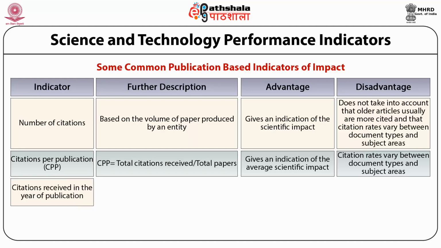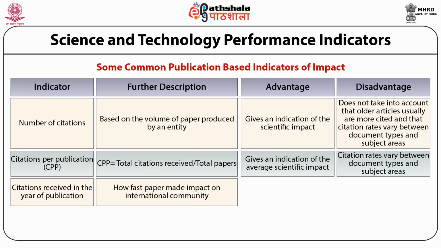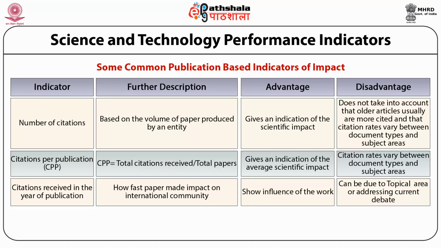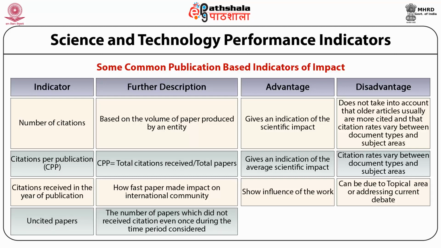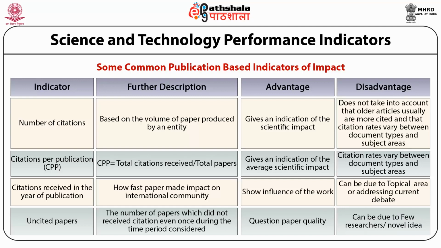Citations received in the year of publication show how fast papers made an impact on the international community and show the influence of the work, but the disadvantage of using this indicator is that, due to topical area or addressing a current debate, the citations received by a paper can be very high compared to another paper which may be very useful but is not in a topical area or addressing a current debate. Uncited papers: the number of papers which do not receive a citation even once during the time period considered is an important indication of the quality of a paper, but it can also be due to few researchers or a novel idea which takes time to pick up.